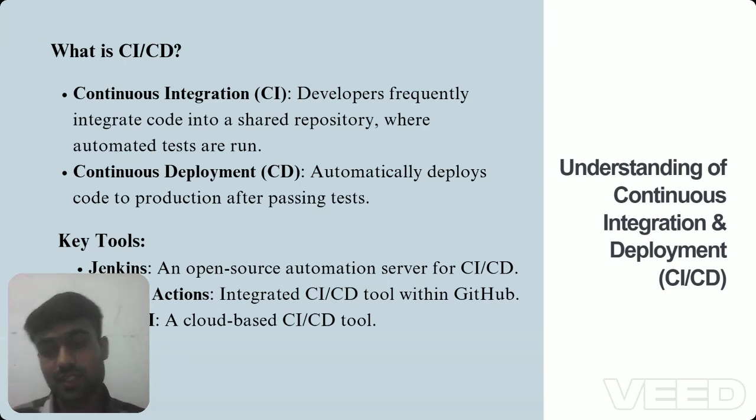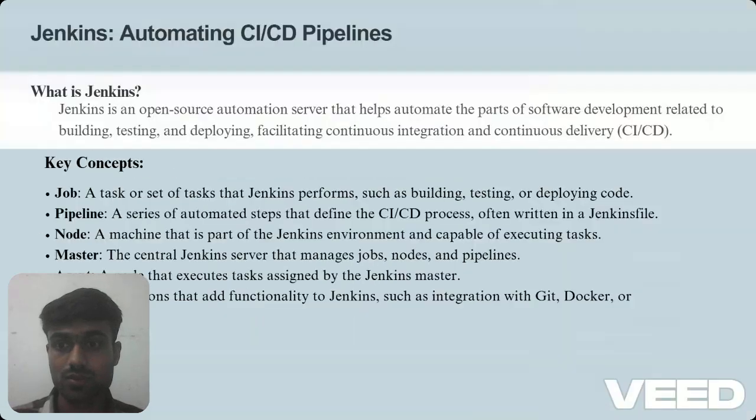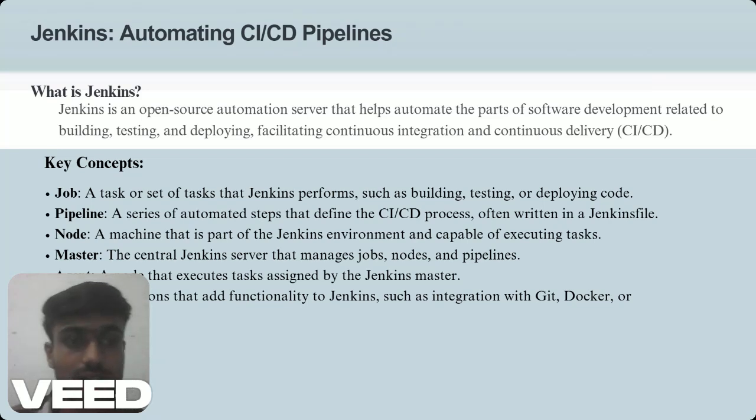Then there is GitHub Actions. It is also an integrated CI/CD tool within GitHub. Then there is CircleCI, which is a cloud-based CI/CD tool. So Jenkins, as we can see, is the most widely used tool in CI/CD. So what is Jenkins? Jenkins is an open source automation server that helps automate the parts of software development related to building, testing, and deployment.